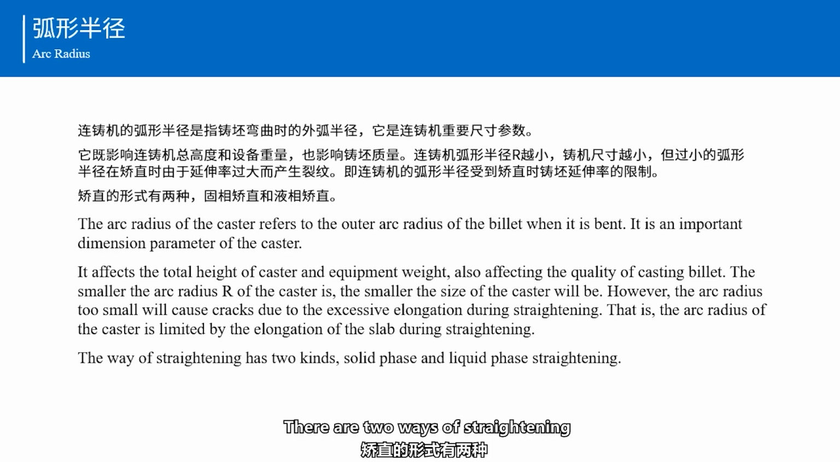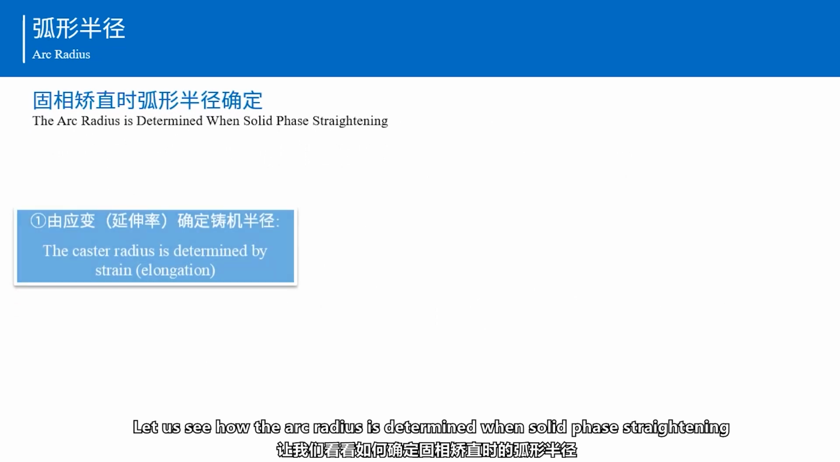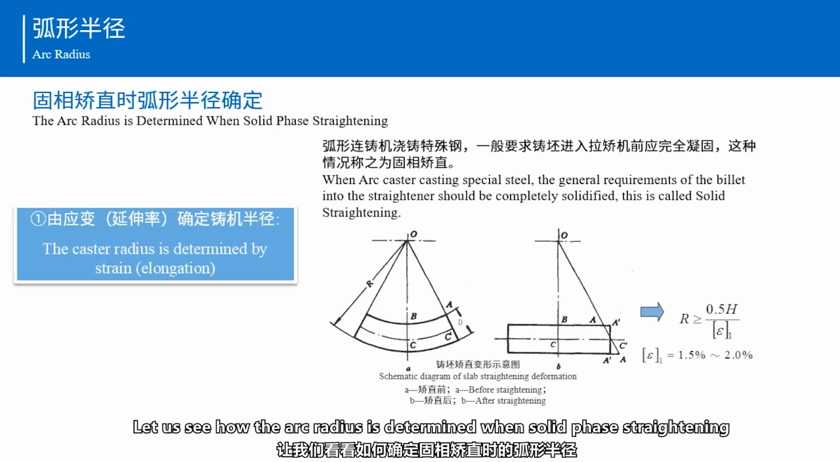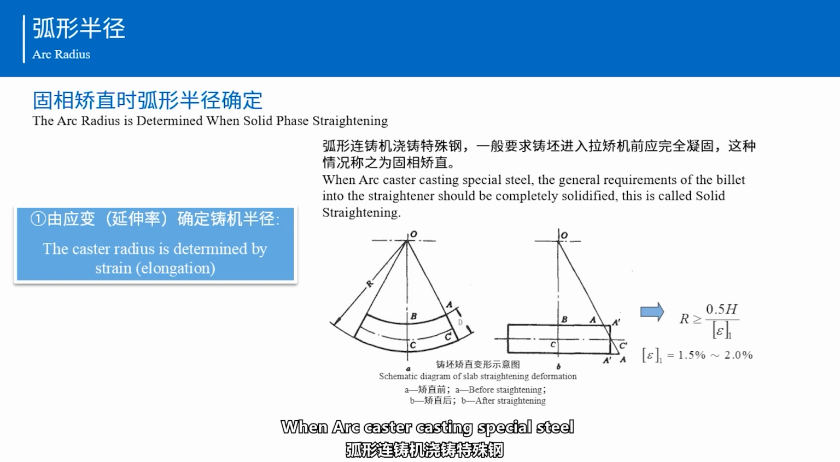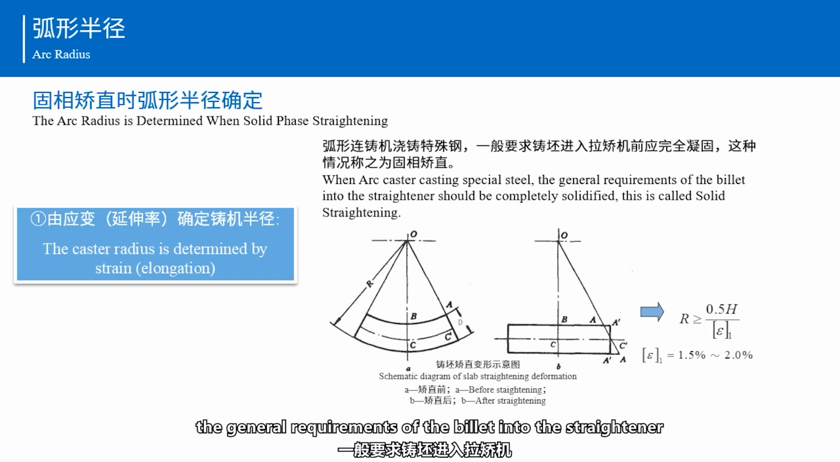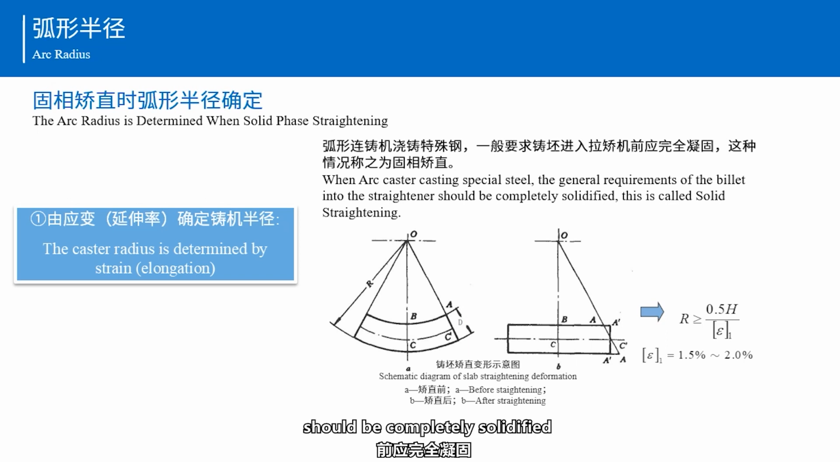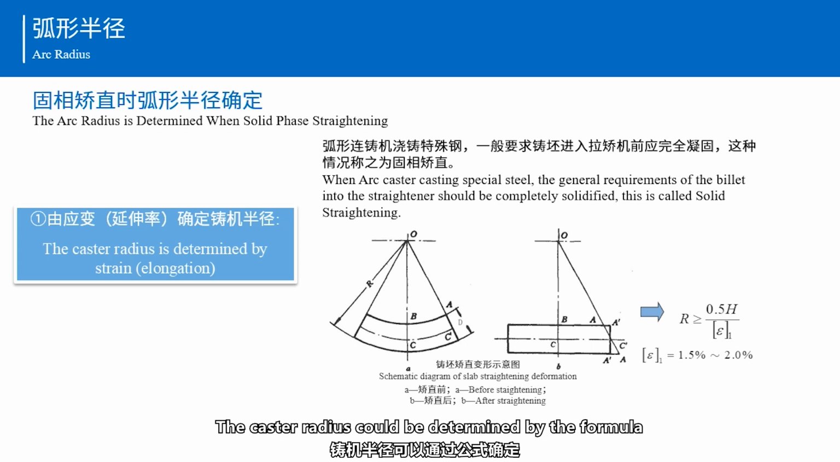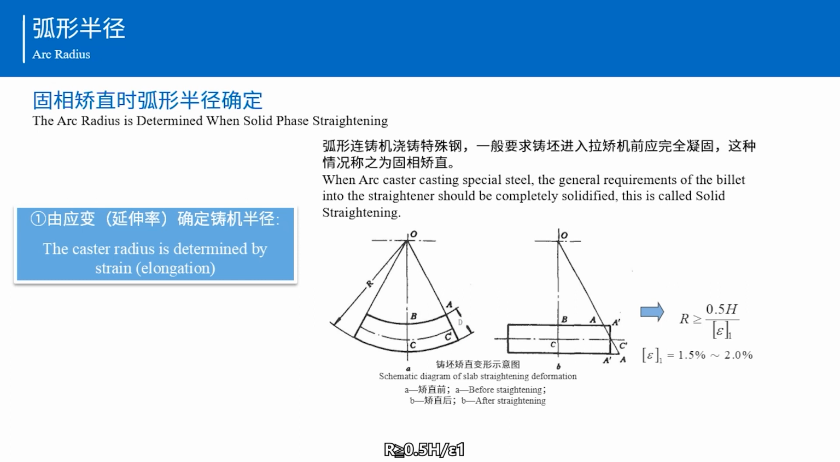There are two ways of straightening: solid phase straightening and liquid phase straightening. Let us see how the arc radius is determined in solid phase straightening. When casting special steel, the general requirement is that the billet entering the straightener should be completely solidified. This is called solid straightening. The caster radius can be determined by the formula R ≥ 0.5h / ε1.